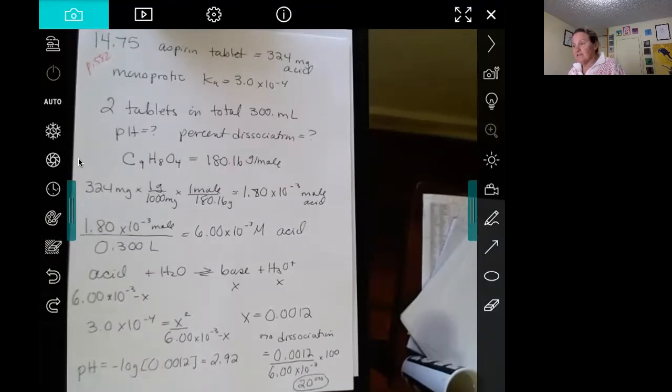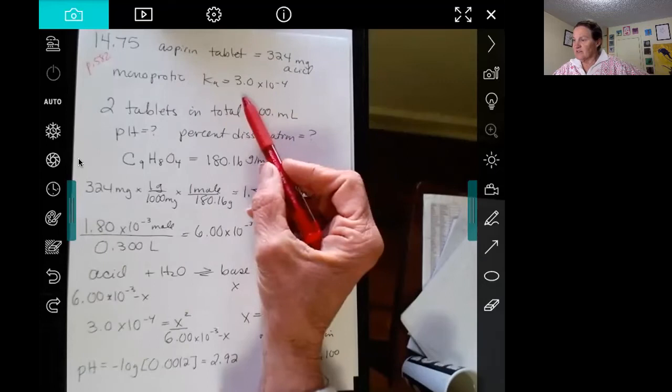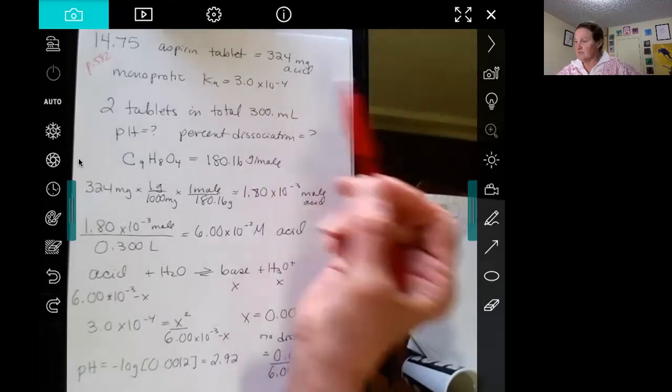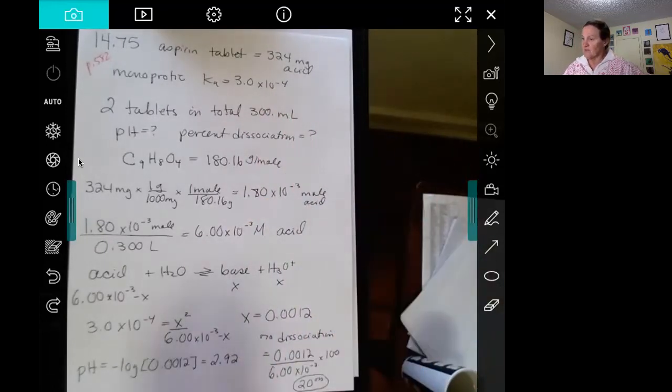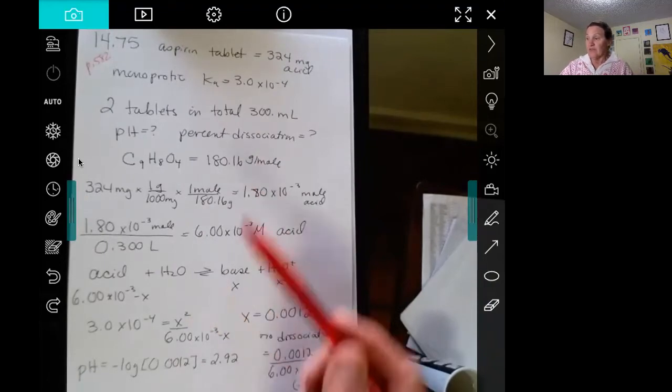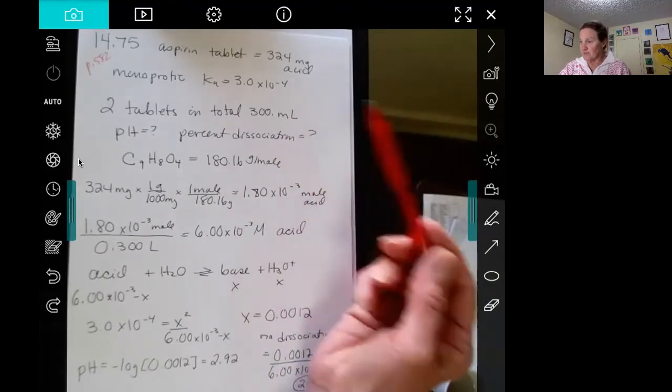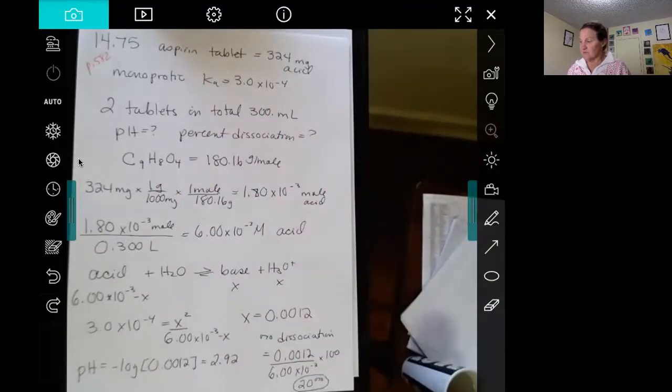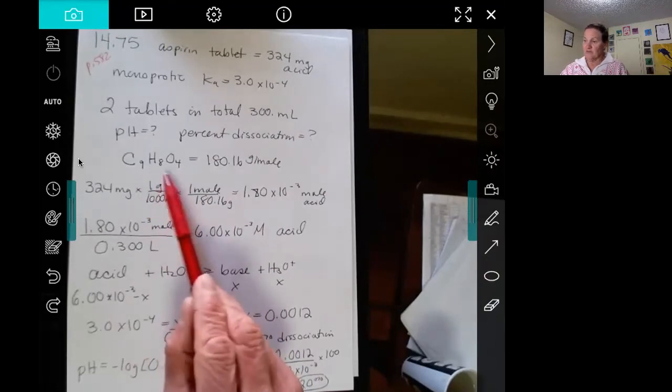It's a weak acid, and it's a monoprotic weak acid, so there's 1 proton that comes off as an acidic proton. The Ka is pretty big, 10 to the minus 4. So the problem tells us that we dissolve 2 tablets to make a total volume of 300 milliliters. What's the pH and what's the percent dissociation? So they give you the formula.